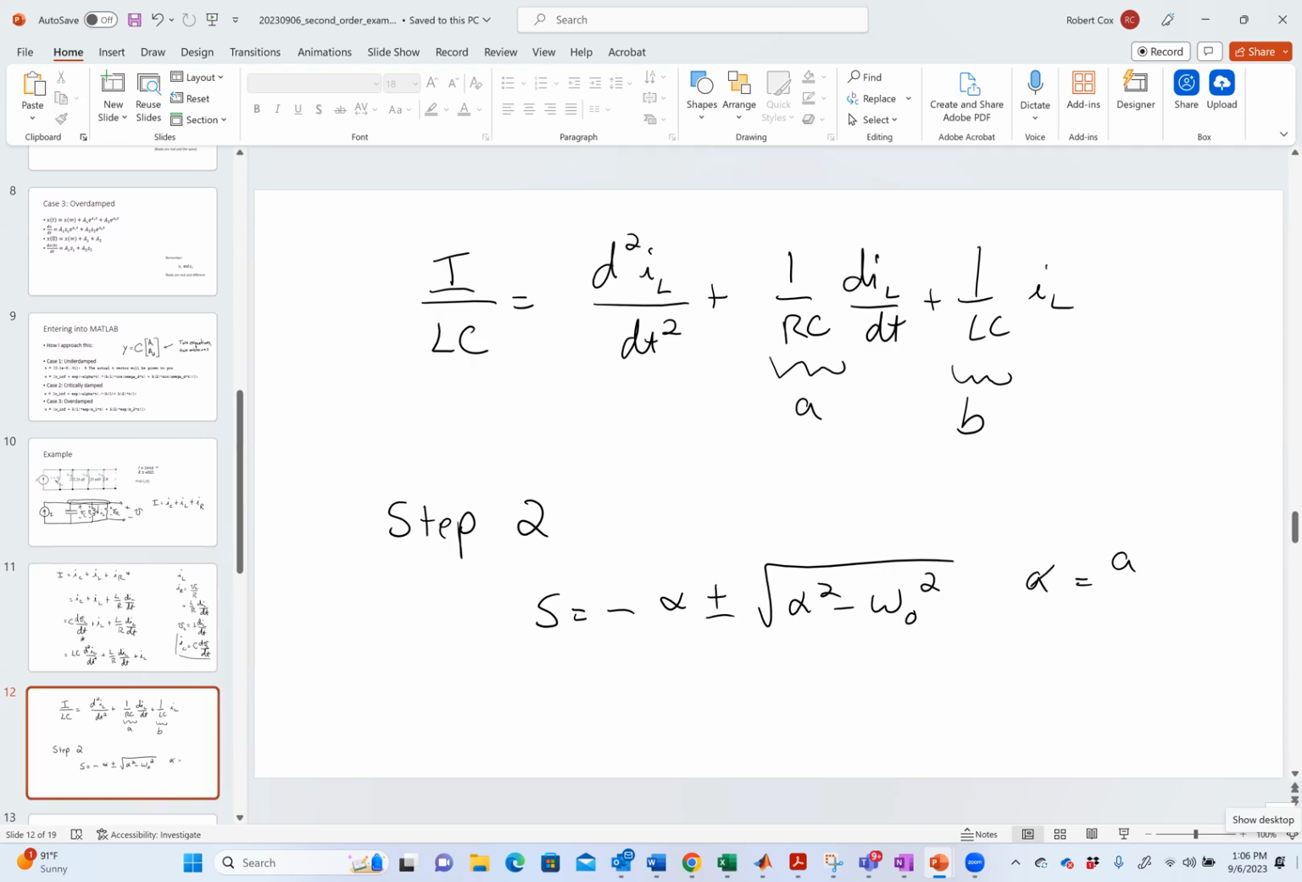Alpha is A over 2, omega naught is the square root of B. I plug that all in. Turns out I'm going to find out this guy is overdamped again. Okay. Overdamped was the same kind of one that we just did.